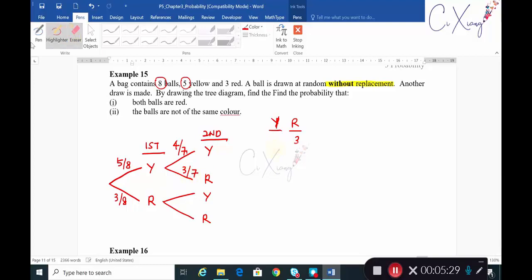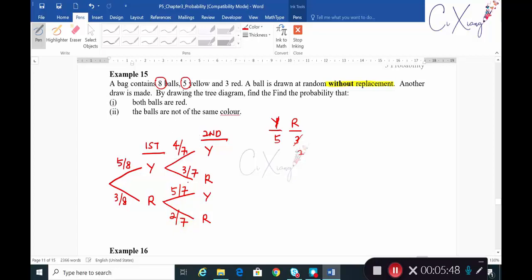Then the same thing happens for red, it will be 3 over 7. In the other way round, if the first ball that you take out is red, therefore the red becomes 2 for now. So the probability for yellow is 5 over 7, and the probability for red will be 2 over 7.